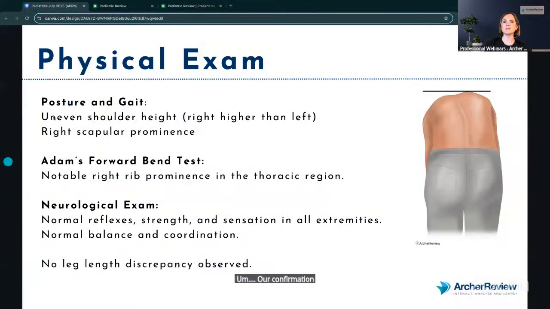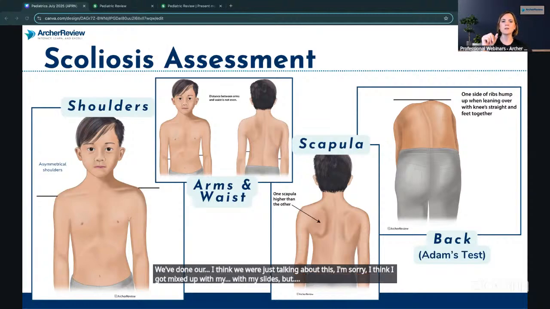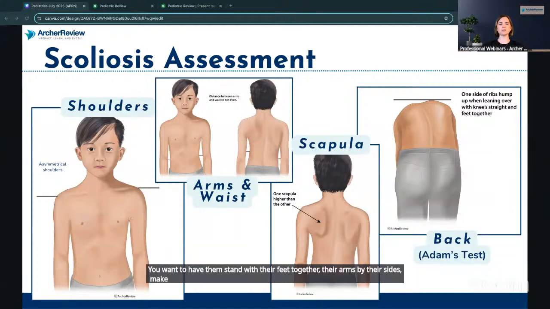Let me go to my next slide. Let me see if it'll go. So I think we were just talking about this. I'm sorry, I think I got mixed up with my slides. But when you're doing your exam for asymmetry, you want to have them stand with their feet together, their arms by their sides, and make sure they're relaxing their shoulders. That's how you can see if they have uneven scapulas or if their shoulder height's uneven. So just looking straight on at them, inspection. If they're already off a little bit, that's one clue to scoliosis.